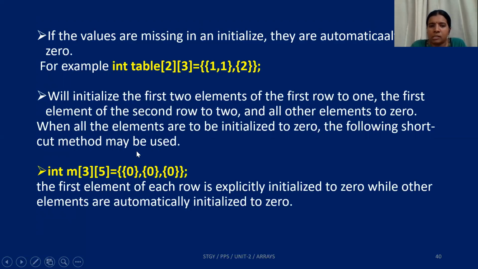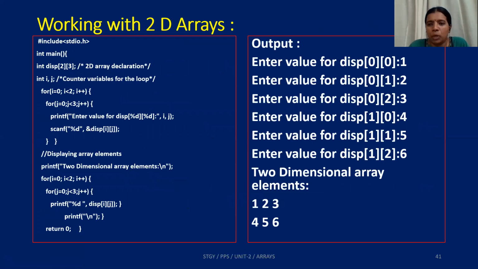Now, how about this? There are just 3 rows. 3 is initialized to 0. Everything else will be initialized to 0. Yes. How do I generally work with 2D arrays?